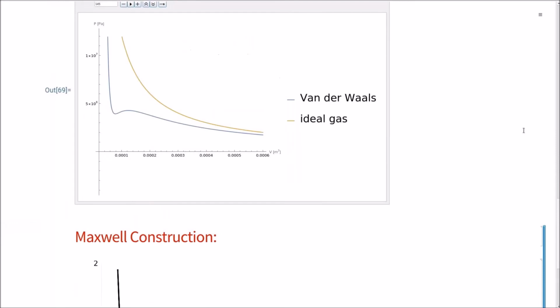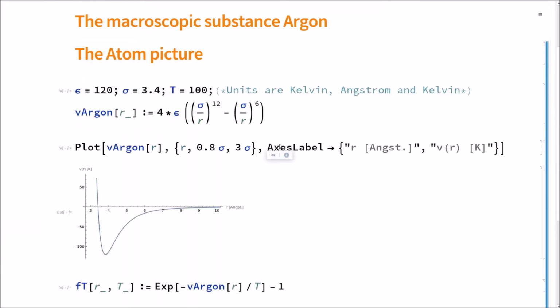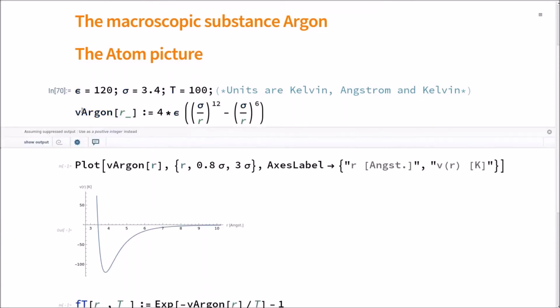So this is what we can see from the experiment in the macroscopic picture. But what we know from the atom picture is that the interaction between two argon atoms is well described by the Lennard-Jones potential. This is represented by this function here. This is the interaction potential of argon. The Lennard-Jones potential is a 1 over r to the power of 12 minus 1 over r to the power of 6 with some prefactors.